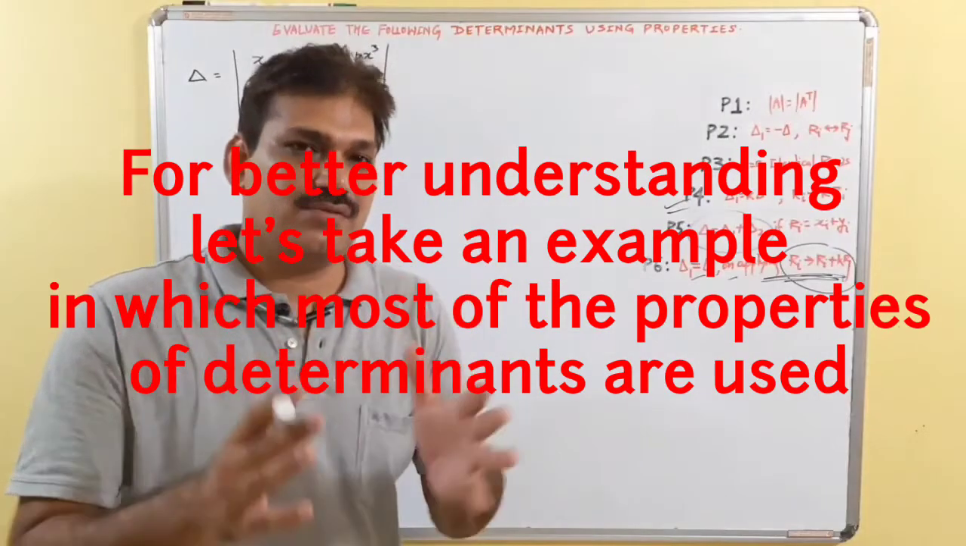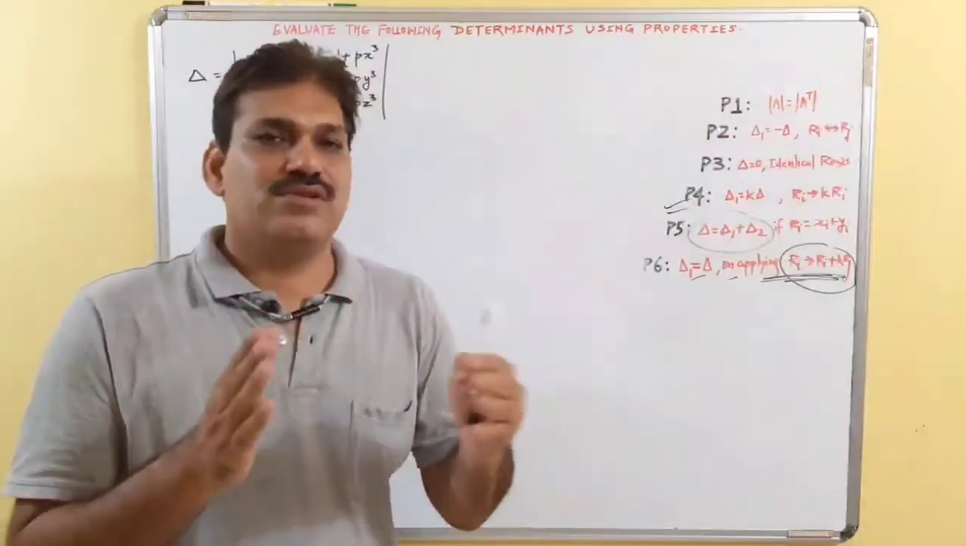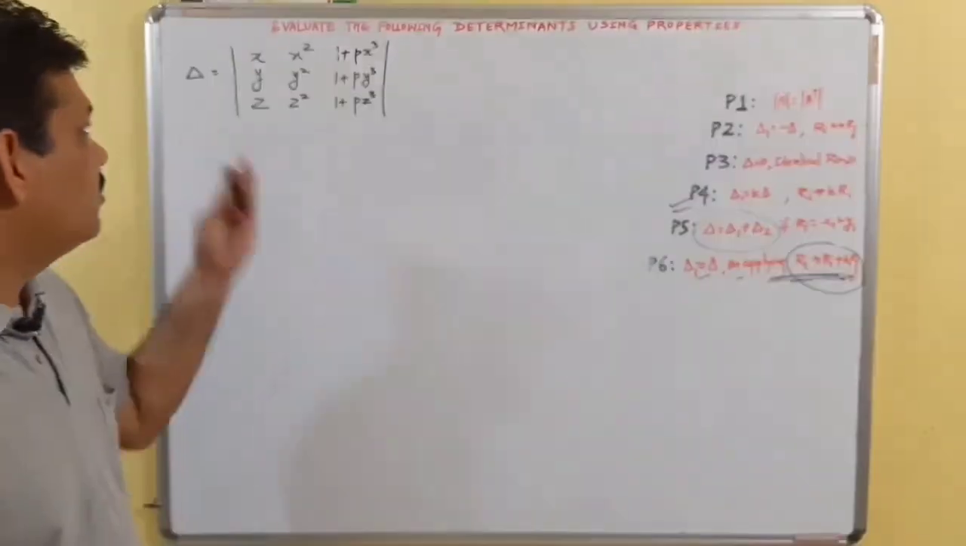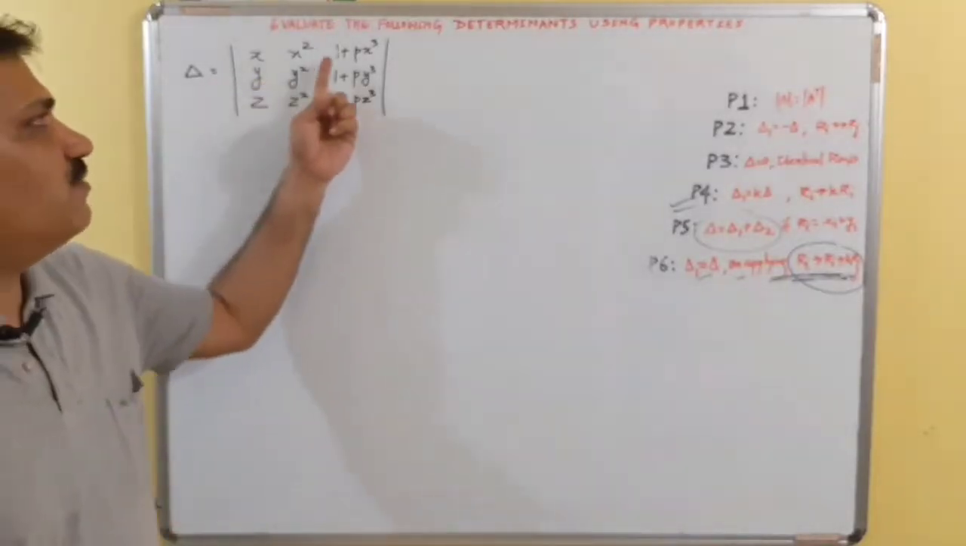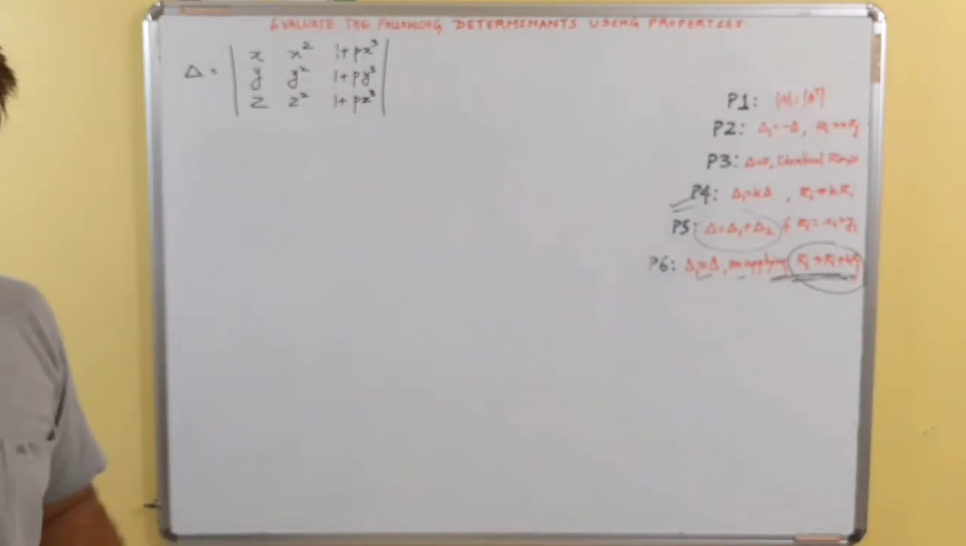So let us take a question which includes almost all properties. Here is the question. The delta determinant is x, y, z, x square, y square, z square, 1 plus px cube, 1 plus py cube, 1 plus pz cube.